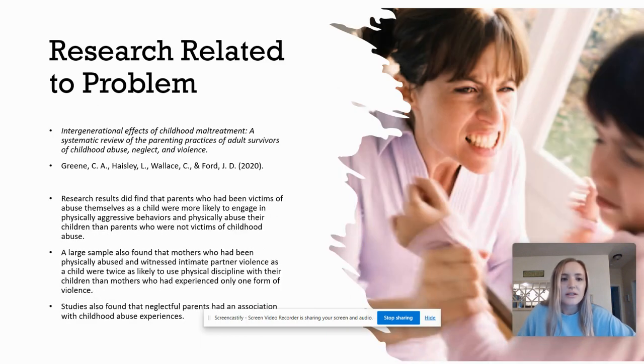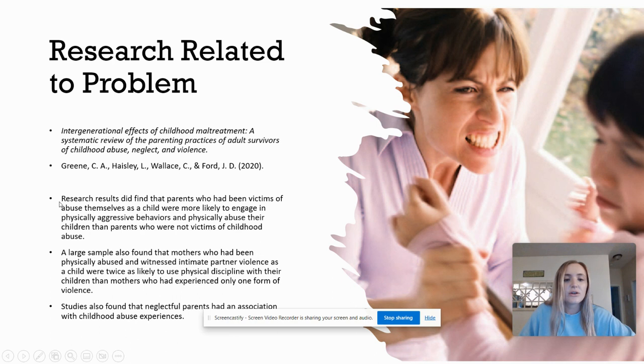So, research related to the problem I identified. The first article is Intergenerational Effects of Childhood Maltreatment, a systematic review of the parenting practices of adult survivors of childhood abuse, neglect, and violence, by Green, Wallace, and Ford.